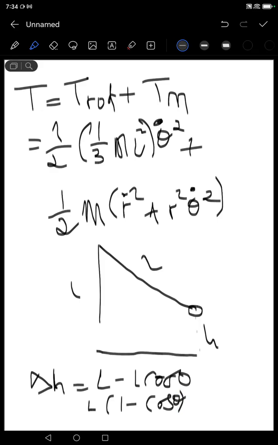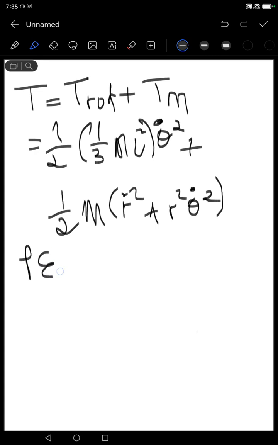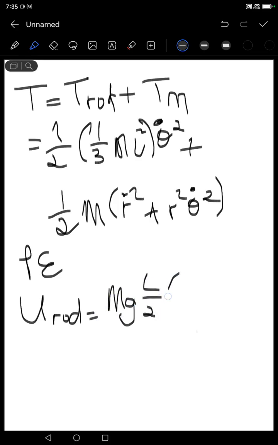But now our m is in the middle, like it's moving on the cylinder rod. That's why we're going to divide L by 2, at the center of gravity of the rod. Okay, so our potential energy of the rod is going to be mg L over 2 into 1 minus cos of theta.